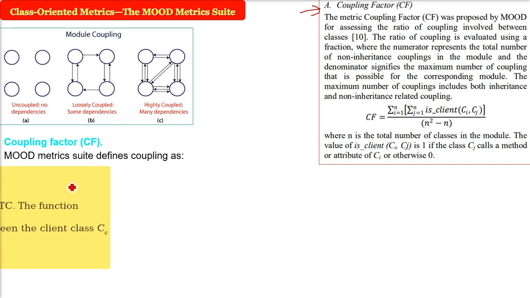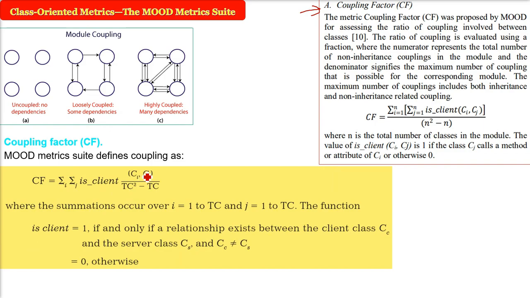And what is the numerator here? See, just understand the formula. In the formula, this CF is the coupling factor, sigma i, sigma j. Now sigma is the summation. It will start from i equals 1 till the TC. TC is the total number of classes in your discussion. Now is_client. What is this is_client? Is_client, and in the bracket we have Ci, Cj. Is_client.